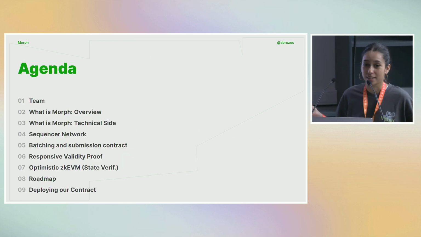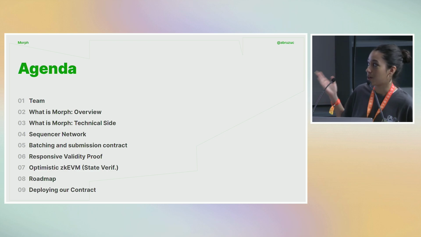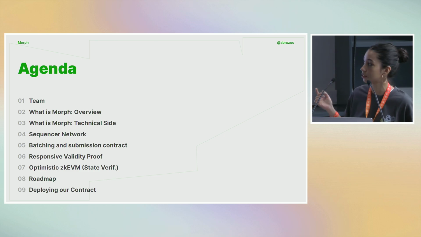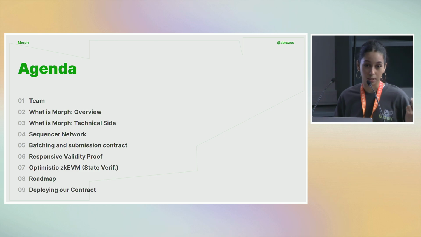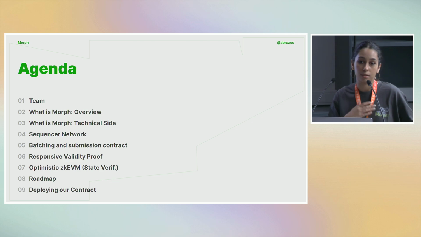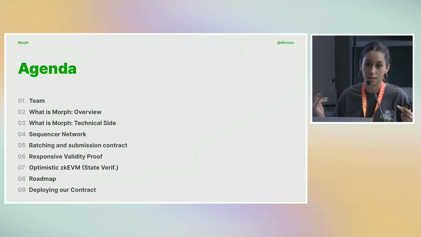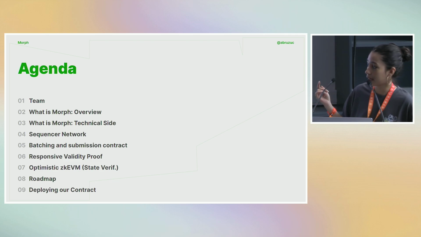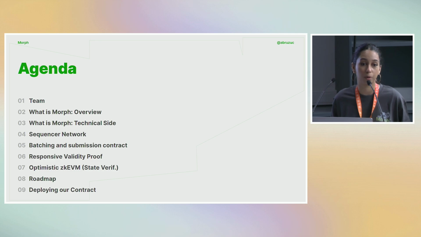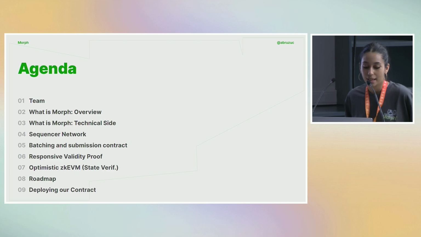So this is the agenda. We're going to see what is Morph, the technical side, our sequencer network, our batching and submission contract, our responsibility proof, how we combine the hybrid method between optimistic and ZK, and the roadmap, how we're approaching mainnet in the next few months. So yeah, let's get started.